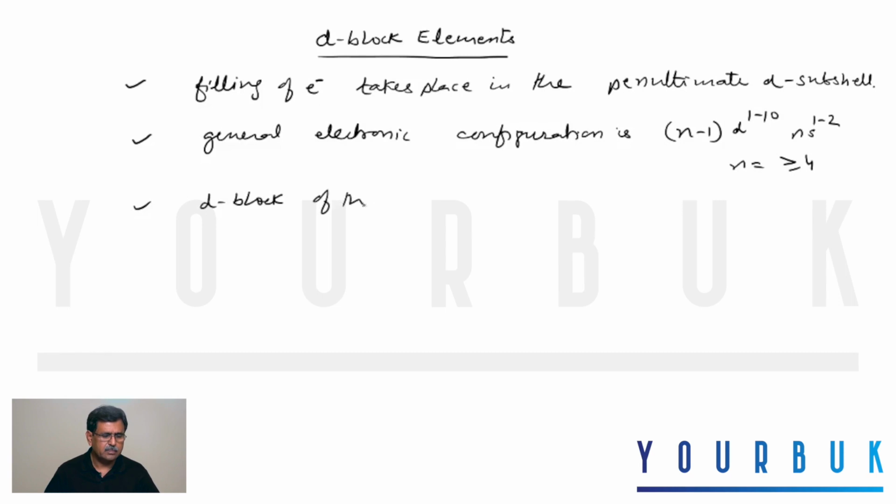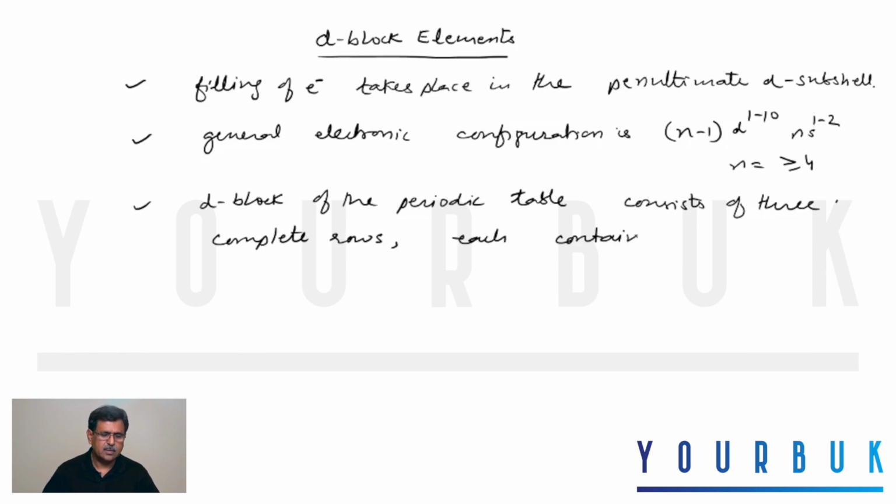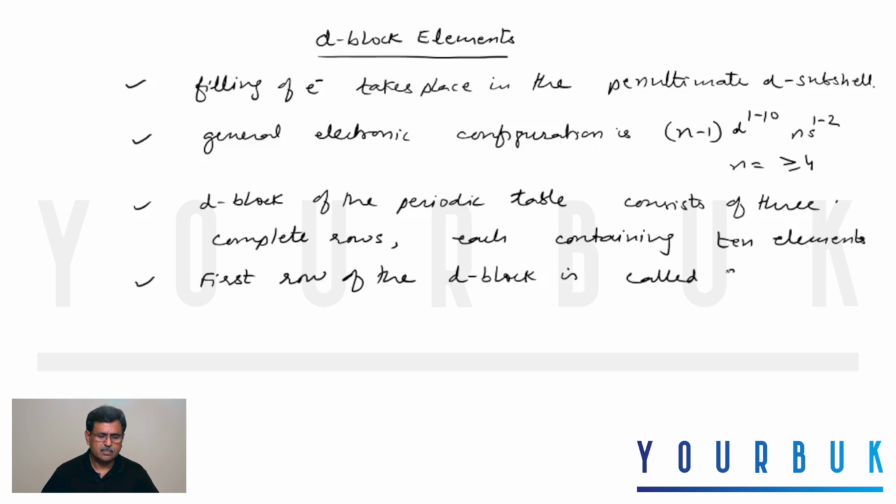Now the D block of the periodic table consists of 3 complete rows, each containing 10 elements, because the D subshell can accommodate a maximum of 10 electrons. Now the first row of the D block is called the 3D series, and the name is given 3D series because the filling takes place in the penultimate 3D subshell.